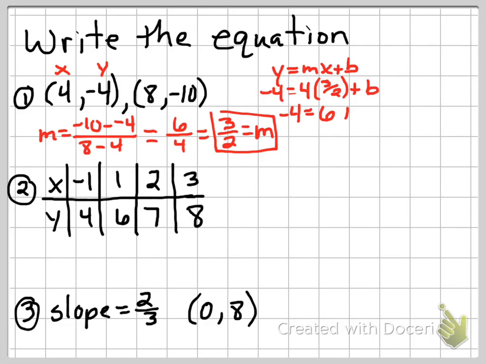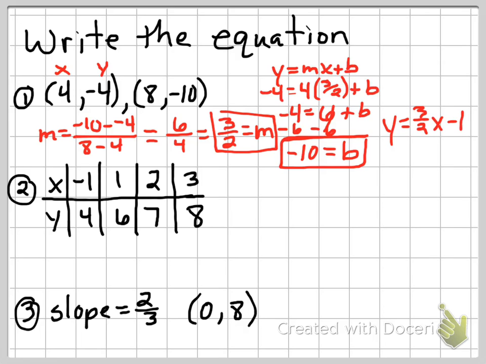Okay. Now, you may have to use your calculator to know that 4 times 3 halves is 6, and that's fine. Okay, so plus b. So subtract the 6, and you get negative 10 equals b. So now you know m, you know b, so you can write the equation. Y equals 3 halves x minus 10.